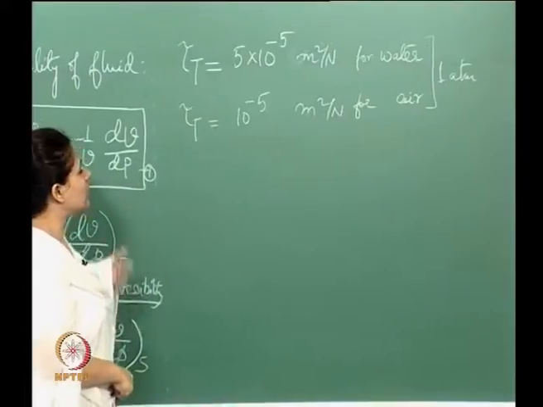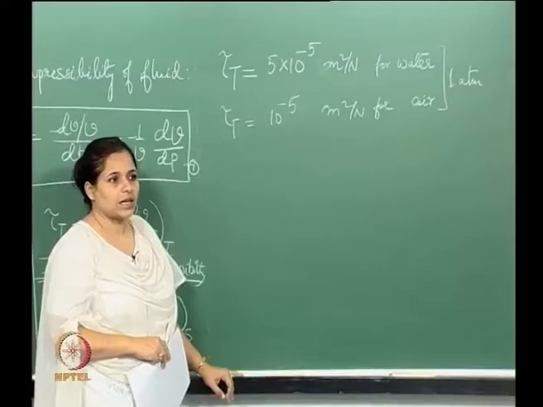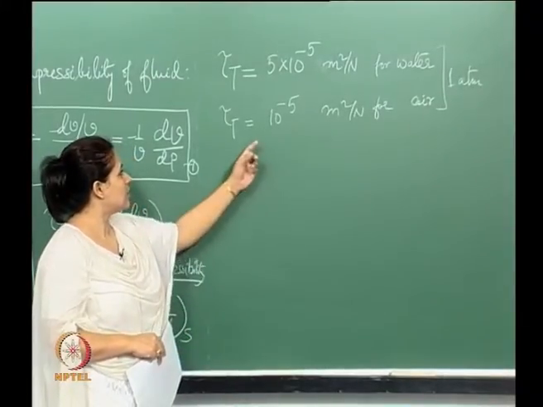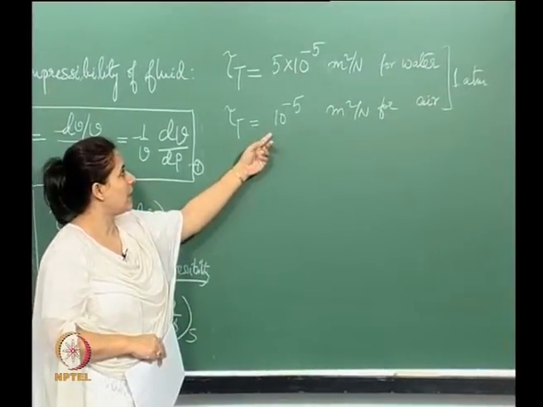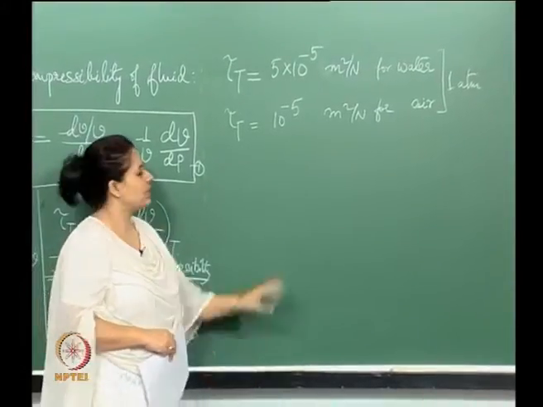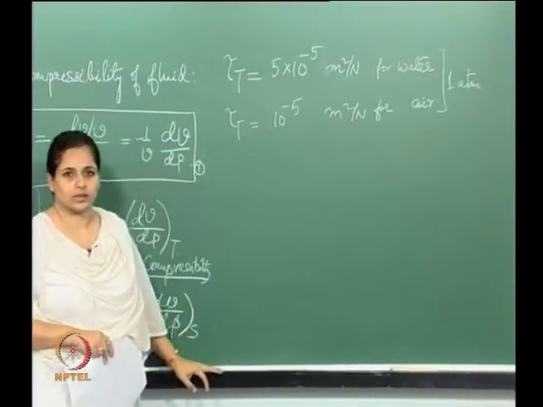So, what do you notice from here? What do you see? These are the numbers that we have. So, that is for water and this is for air. What exactly can you infer from here? What you can see is that the compressibility of air is much more than that of water, which is essentially what it is, that for gases the compressibility is much more than water, right.